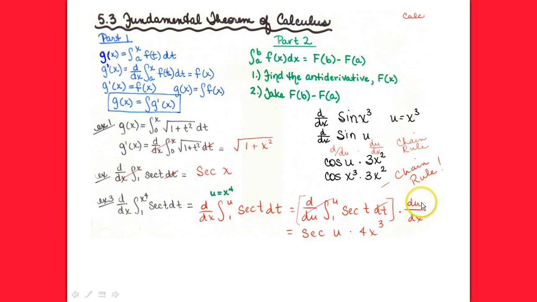Now I'm going to come over here and take the derivative of u in terms of x. Well, u was x to the fourth. So if I take the derivative of x to the fourth, I'm going to get 4x to the third, and that is in terms of x. So it kind of lays itself out.